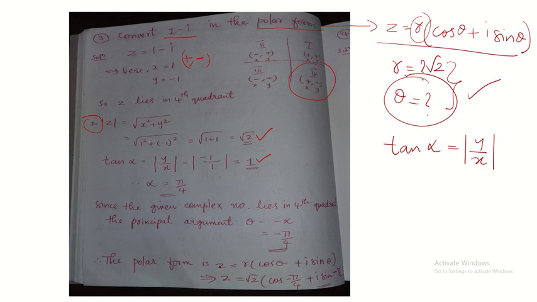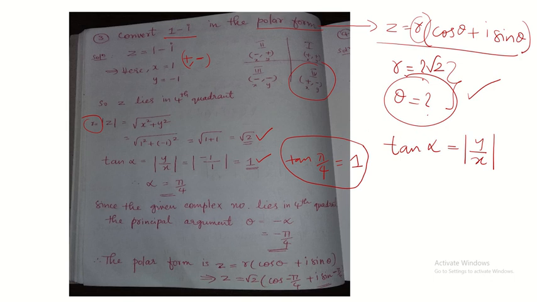So you have to check: tan alpha is equal to 1. When is it 1 in tan? Which value will give you 1? That is tan pi by 4. 45 degrees gives 1, right? Tan pi by 4 is 1. So the value of alpha is pi by 4. You got the value of alpha.